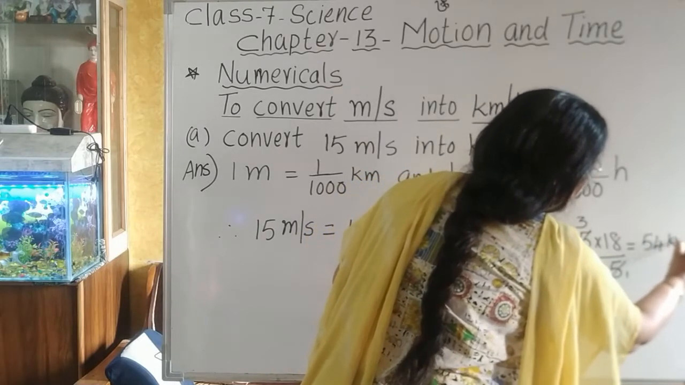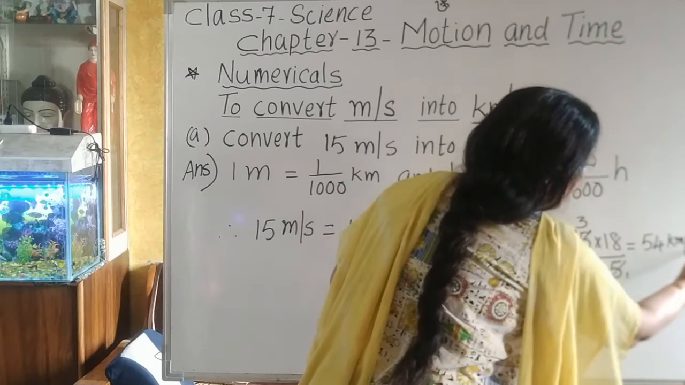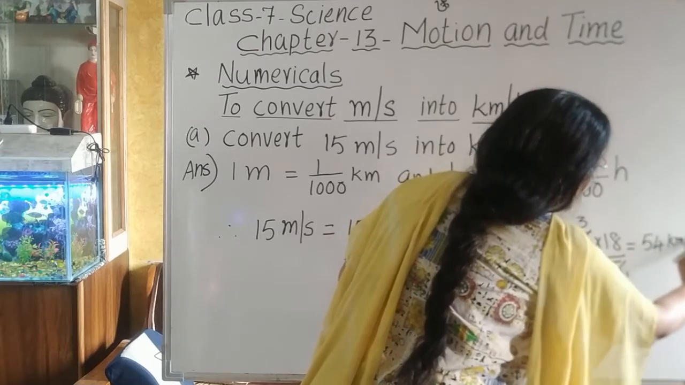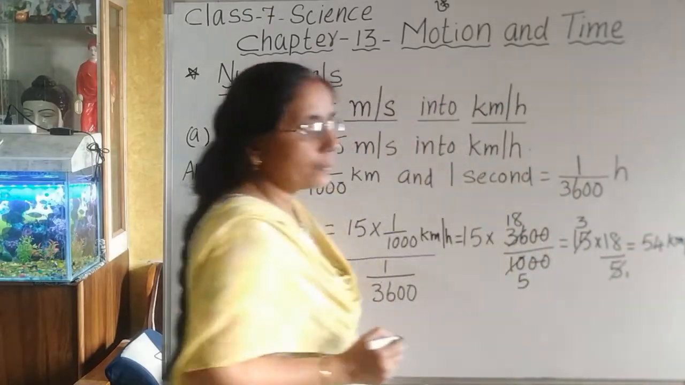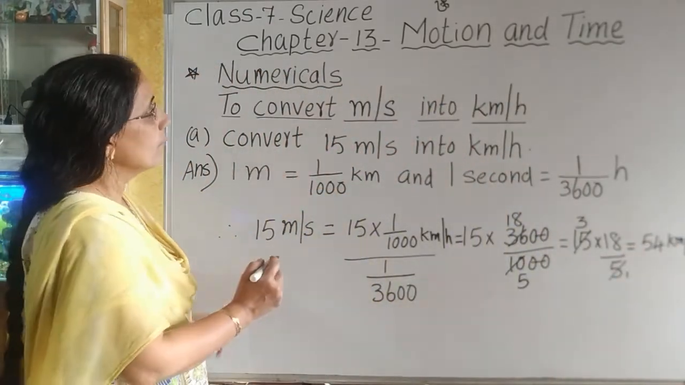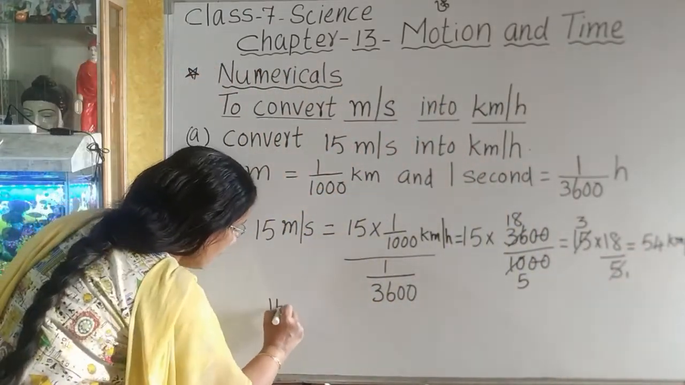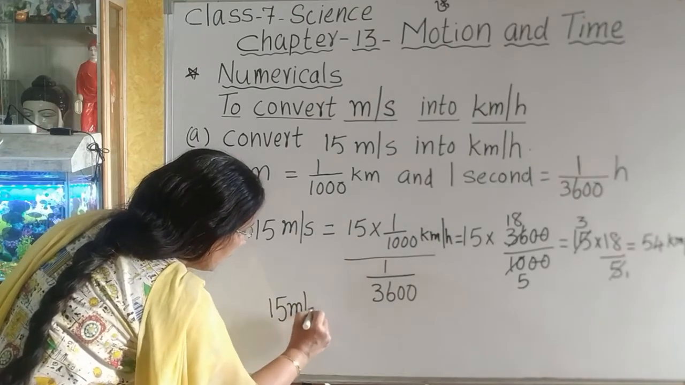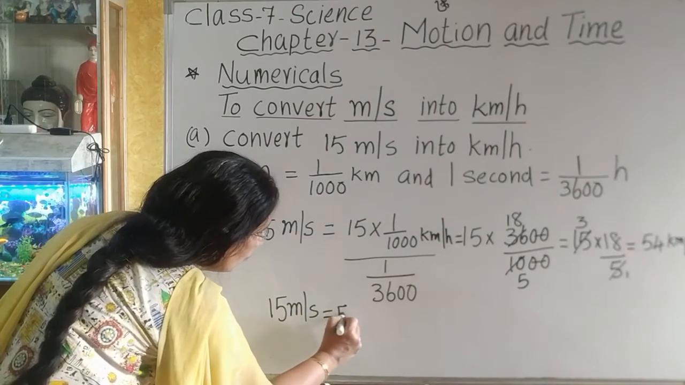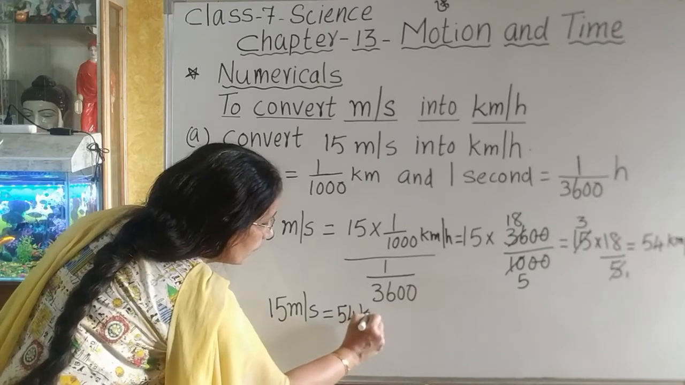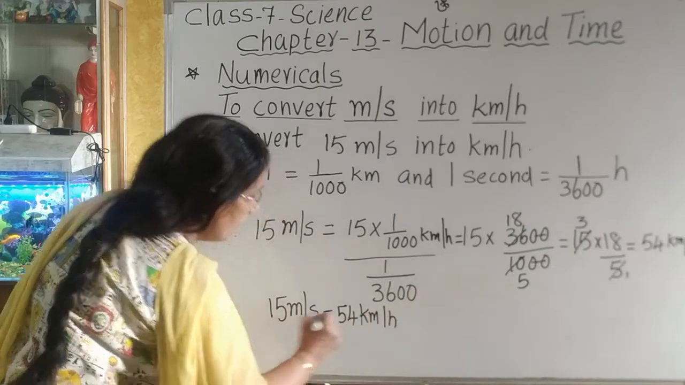And 3 18s are 54. That much kilometer per hour. So what is the equivalent? 15 meter per second is equal to 54 kilometer per hour.